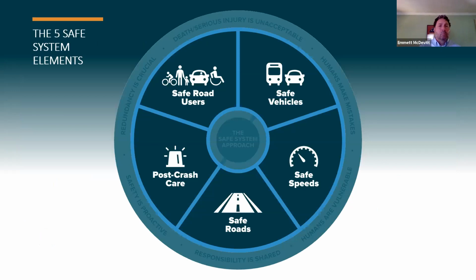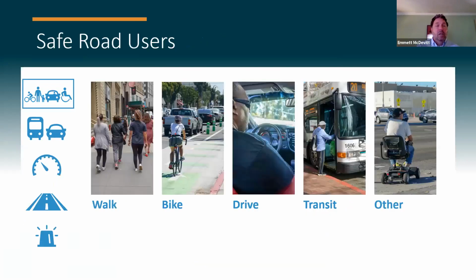The 5 safe system elements are safe road users, safe vehicles, safe speeds, safe roads, and post-crash care, which is obviously the EMS function. So we all have a responsibility, whether we're walking, biking, driving, we're transit users, or maybe even disabled in some way, either physically or mentally. We all have a responsibility as users of our system.